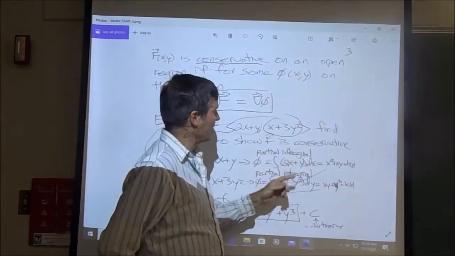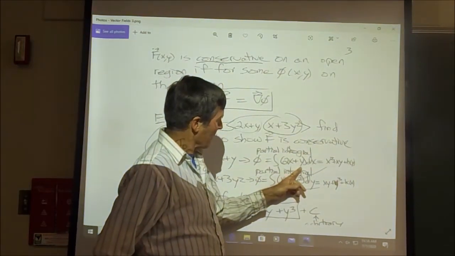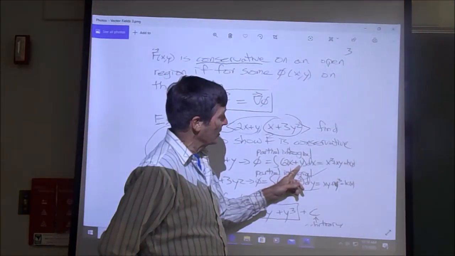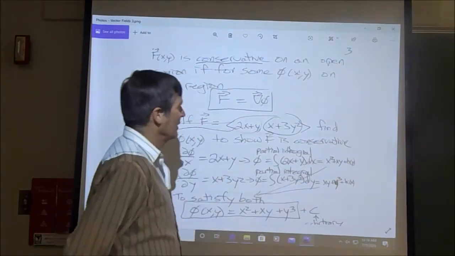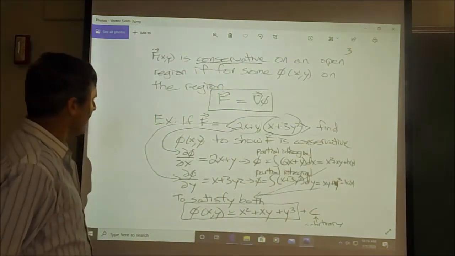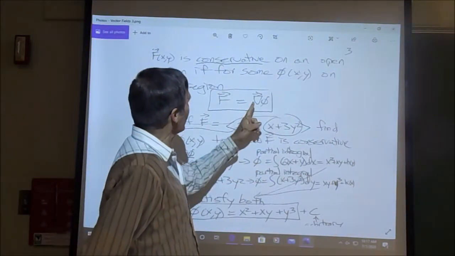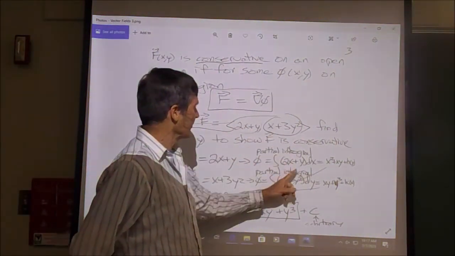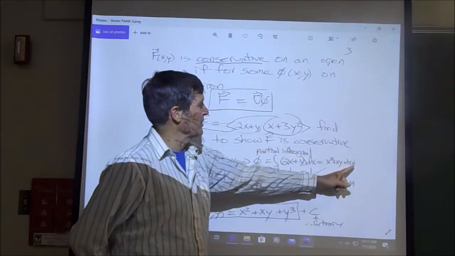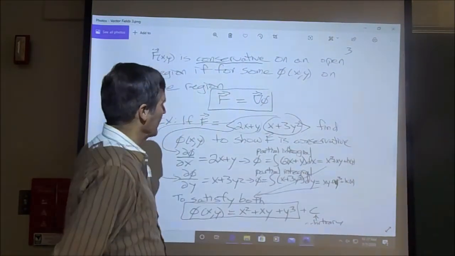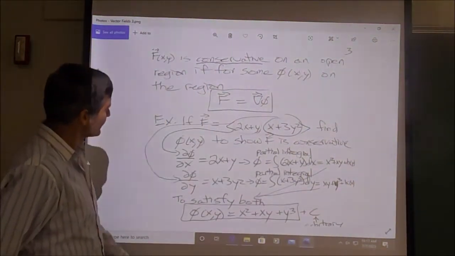And then the arbitrary constant that comes out of this, since y is treated as a constant, is any function of y. So we know from partial integration that the potential for this vector field is x squared plus xy plus any function of y. I wrote h of y, where h is an arbitrary function.